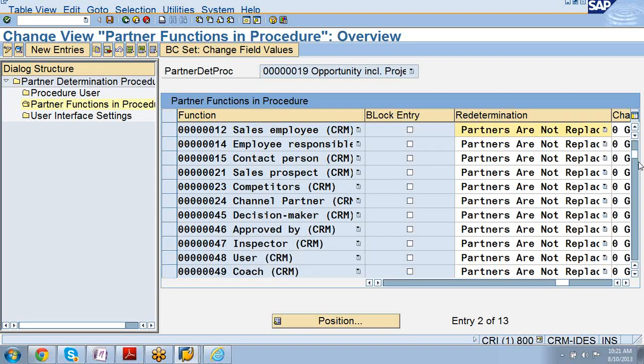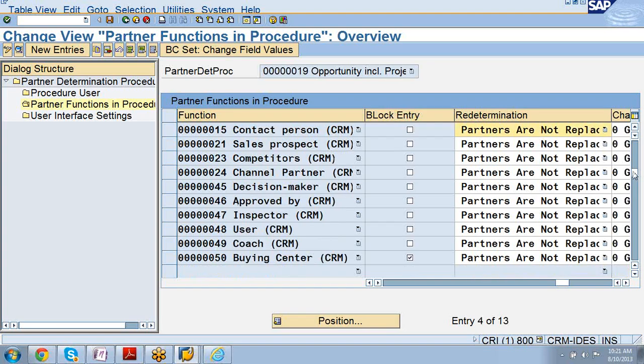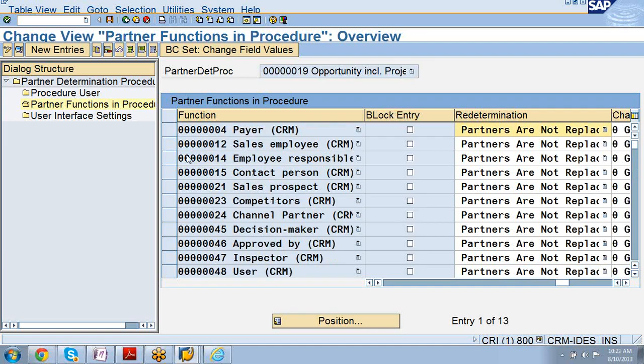So IDS, this is the partner determination procedure which this company called IDS will use. Channel partner, decision maker, it's a huge one. So you have almost all around 30, I think 30 to 40 will be there in this particular list.